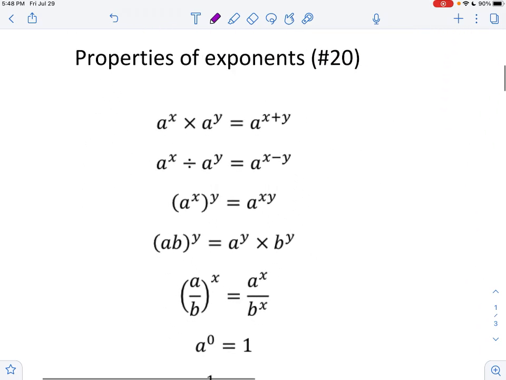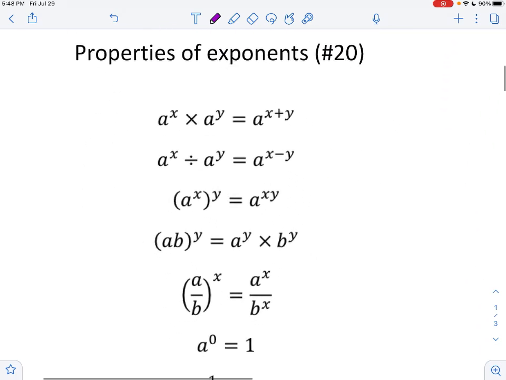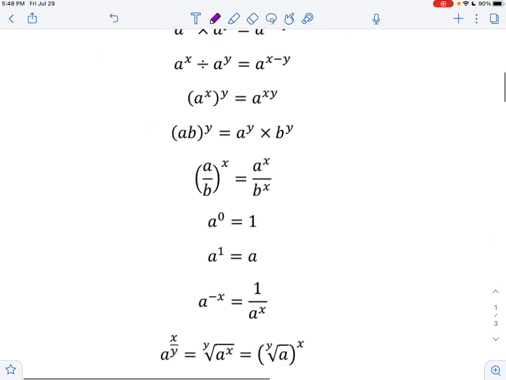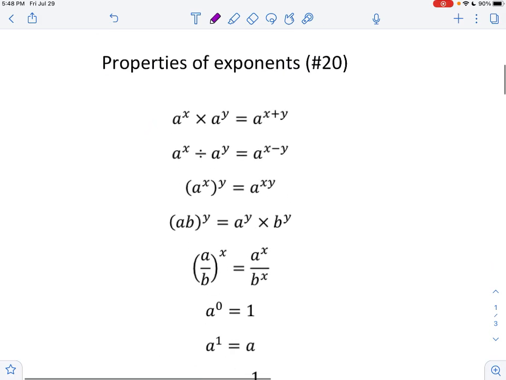Moving on to skill number 20, properties of exponents. These are just some rules to keep in mind. I'm not going to walk through all of these because there are a lot of them here, but you need to know all of these skills. So what I recommend you do is come up with an example, like a test case for all of these. So maybe plug in x equals 2 and y equals 4, and do that for all of these cases, maybe even b equals 5, and you'll see that these are all true, okay?